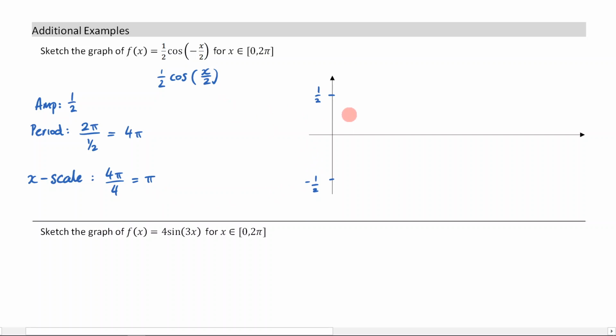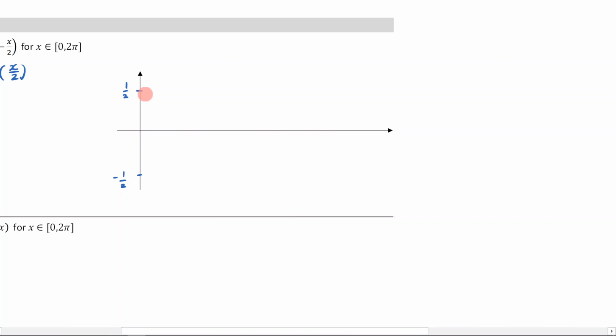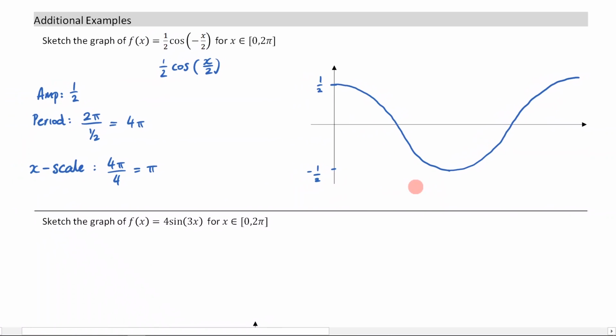Now we're just going to draw a normal cos graph. So it's going to be looking like this. Whoops, let's see if we can do that again. That's not the best in the world. Let's see if I can do that a bit nicer. Okay, that's okay, not best.